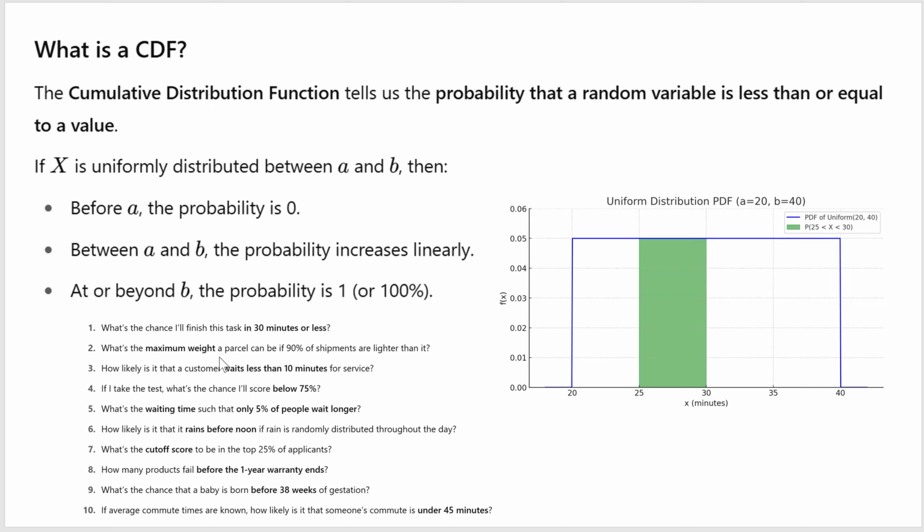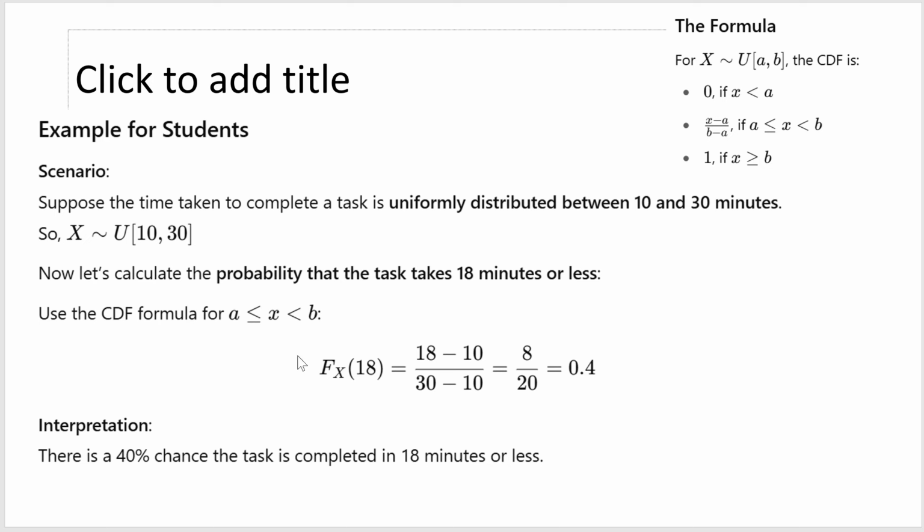Similarly, what is the maximum weight of a parcel? What's the maximum weight a parcel can have if 90% of shipments are lighter than it? And so you have all these questions that you can answer, but it's always a range. It is say this and less, this or more, or between this and this, and so on. So let's have a look at an example.